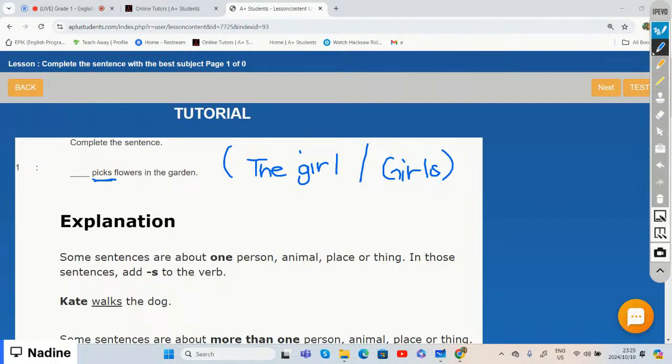And if we were to choose the correct one, we would say the girl picks flowers in the garden. So the girl picks flowers in the garden. One person picks flowers in the garden. One person.